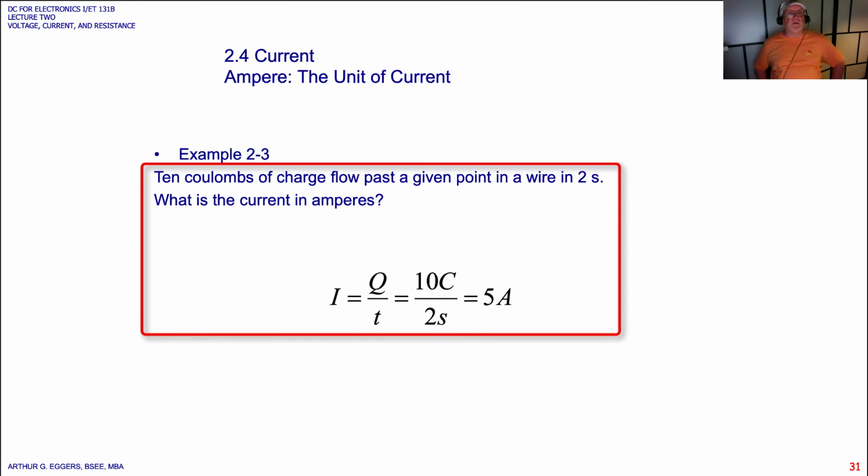So in an example, 10 coulombs of charge flows past a given point in a wire in 2 seconds. Okay, so we've got our setup for the rate. What is the current in amperes? So current is equal to charge divided by unit of time. We've got 10 coulombs of charge, and we want to measure how much current flows past that point in 2 seconds. So 2 divided into 10 gives us the new unit, coulombs per second, or 5 amps.